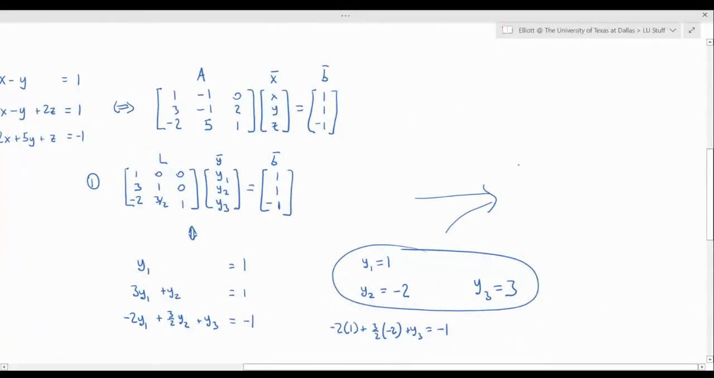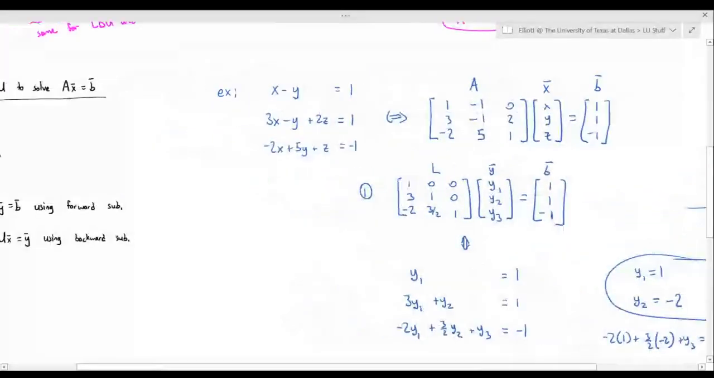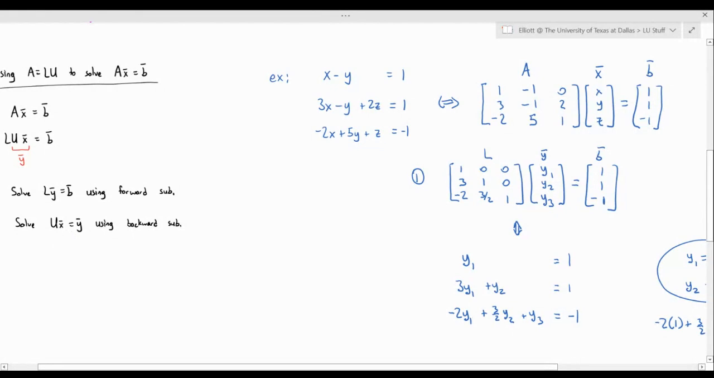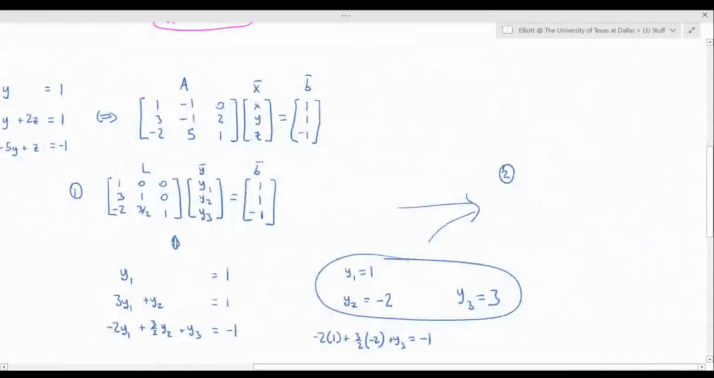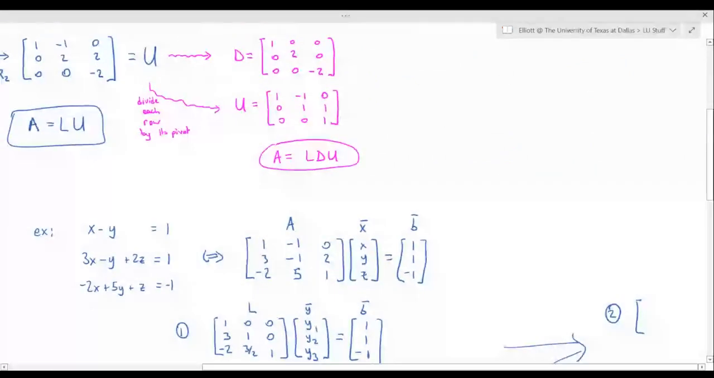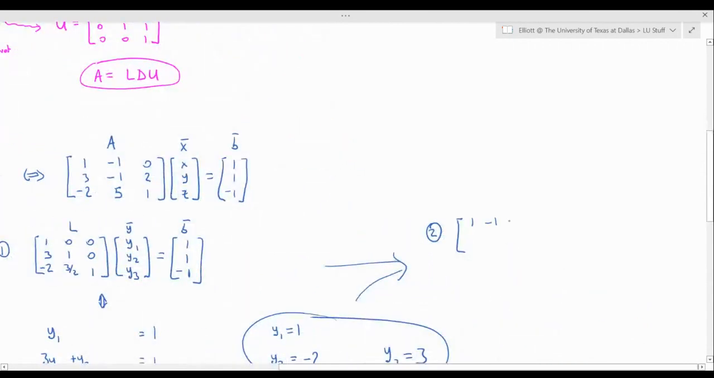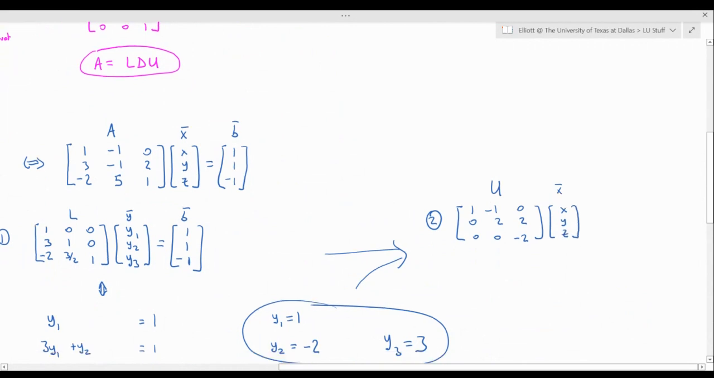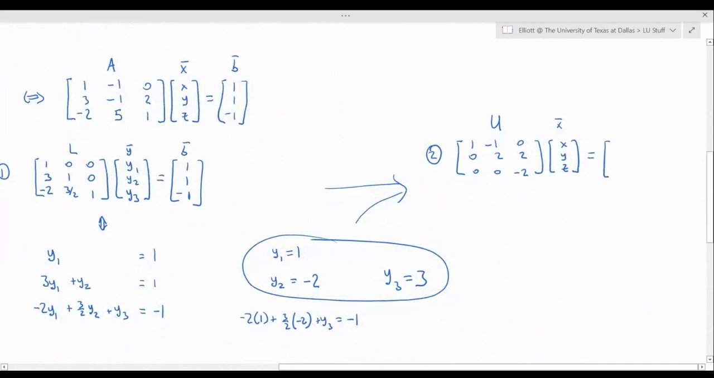Then after that, you still have one more step, which is to go back to the equation Ux equals y to solve for the vector x. So here we're going to write that out. U was, let's go back to the previous example, the U in the LU factorization, which would be this U over here: [1, -1, 0; 0, 2, 2; 0, 0, -2]. That's U, times x, x being just the original x, y, z. Ux equals y, and we solved for y, so y1 is 1, y2 is negative 2, and y3 is 3.